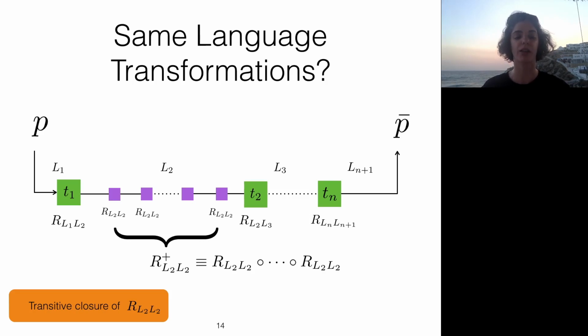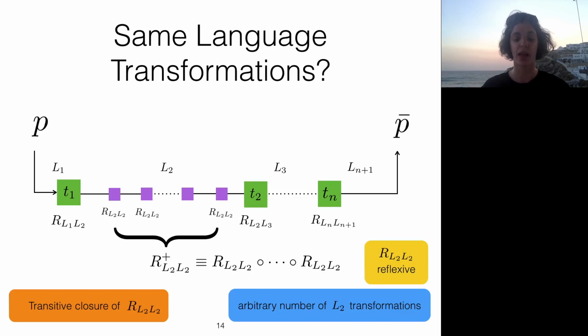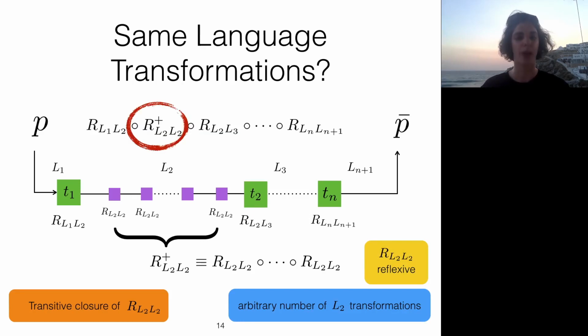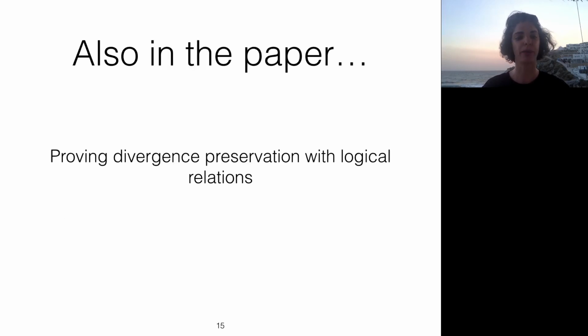Because same-language logical relations are typically reflexive, the transitive closure of RL2L2 is satisfied by 0 or any other arbitrary number of L2 transformations. Therefore, by interleaving the transitive closure of a same-language logical relation between cross-language logical relations, we can facilitate any number of same-language transformations on its language level. If you look at our paper, you will also learn about a new technique that allows proving divergence preservation of transformations using logical relations.